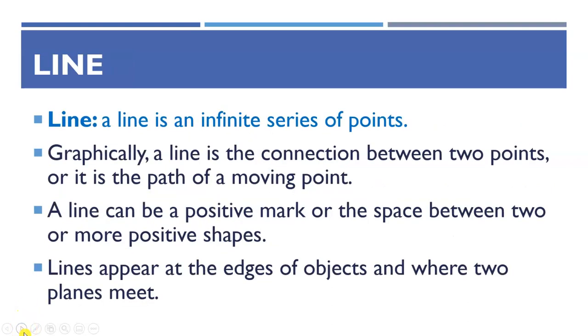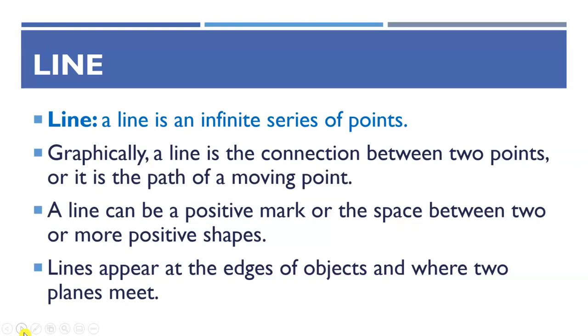Alright, let's keep it moving. Line. A line is now building on the first mark you made. So a line is an infinite series of points. You start with a point, one more point, another point, another point, and you end up with a line. So graphically, a line is a connection between 2 points, or it is the path of a moving point. So very important. You'll understand why as you progress in the course.